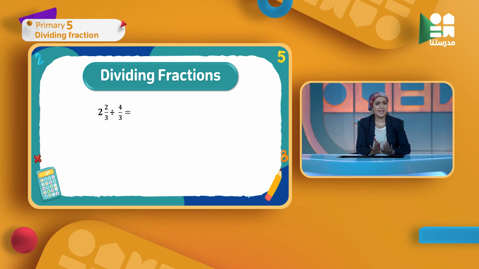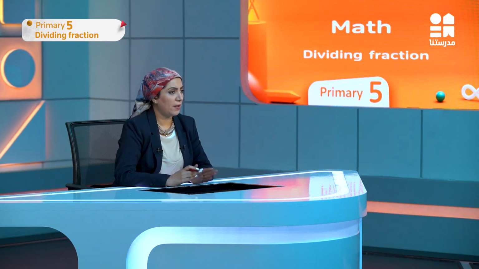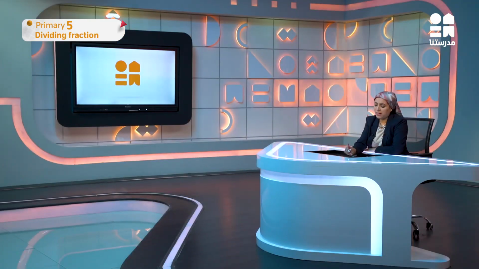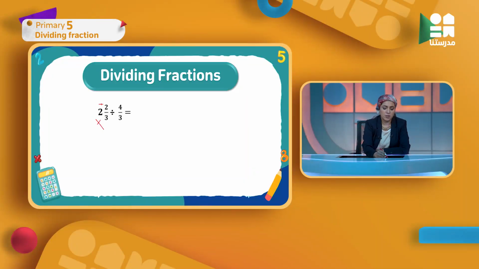Now, let's move to another slide or another example. This one is exactly the same idea. Nothing new about it. 2 and 2/3 divided by 4/3. As we said, I have to turn it into a fraction, not a mixed number. Then I follow the same steps that we took already. So 3, my denominator, I multiply by 2, which is the whole number, gives me 6. Then I add the 2 over there. So 6 plus 2 is 8. So it will be 8/3.